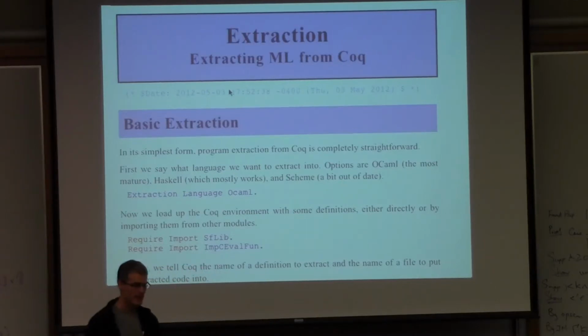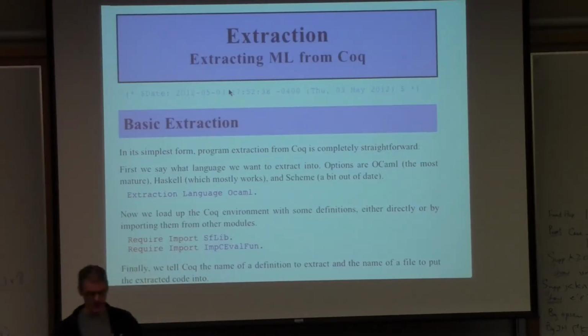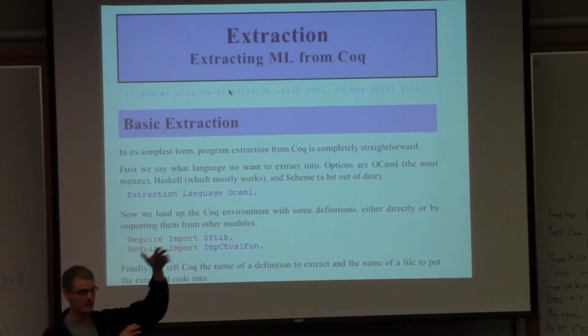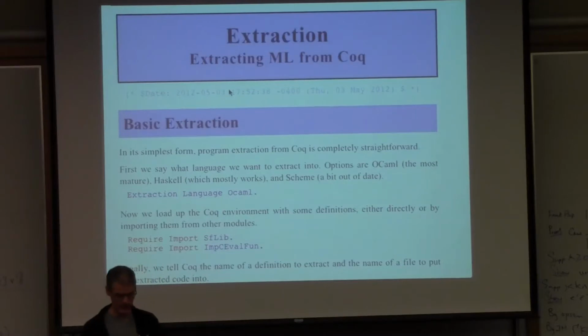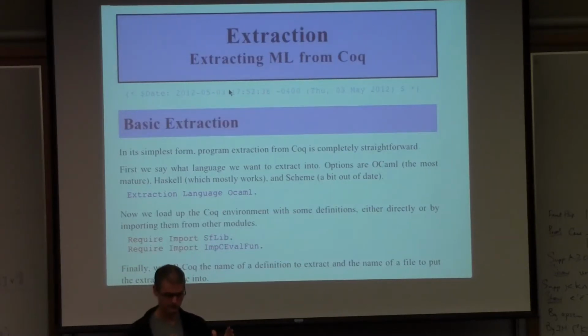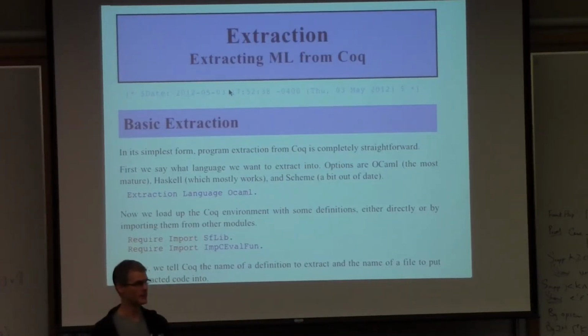Okay, so the basic way things work is you write a bunch of inductive definitions and fixed points in type, and you extract them to, say, ML, where they become a bunch of data type declarations and recursive or sometimes non-recursive functions that work just the same.